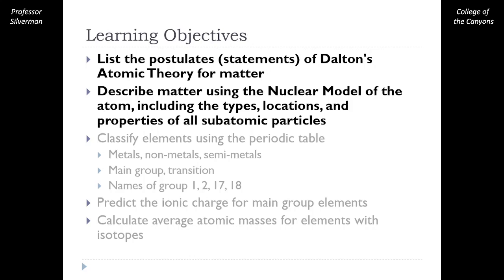There we go. We've learned about our Dalton's atomic theory, and we can list out those postulates. And we can describe our matter using this nuclear model of the atom, the type, location, and properties for our protons, neutrons, and electrons.